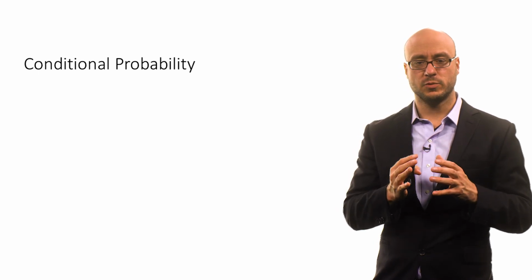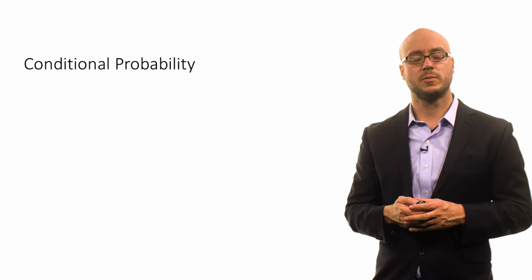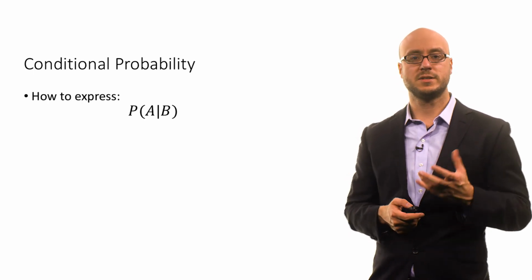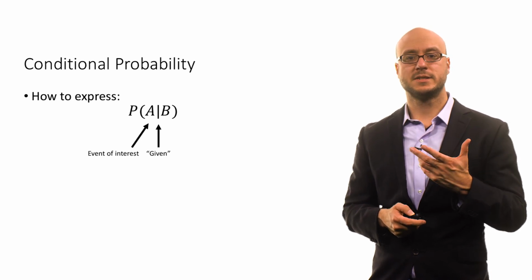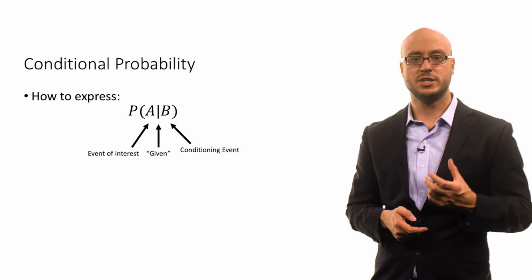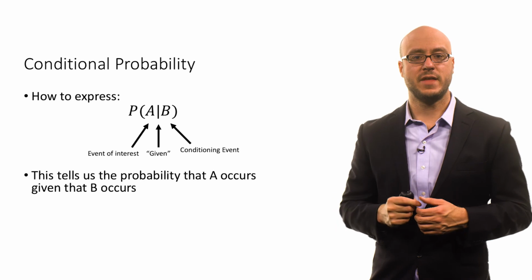Besides the addition rule, which allows us to find combinations of probabilities and work with probabilities, we also have this idea of conditional probability. We express it this way. That vertical line, right, that tells us given. Right? So the probability of A given B, that's a conditional probability. It tells us the probability that A occurs given that B occurs.